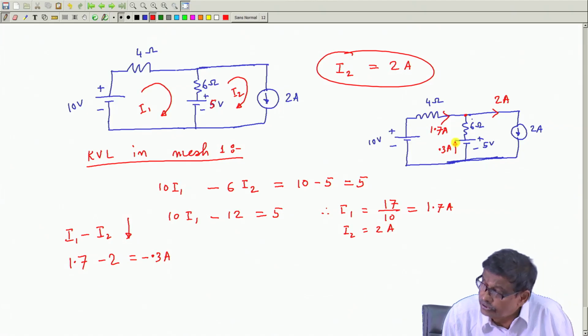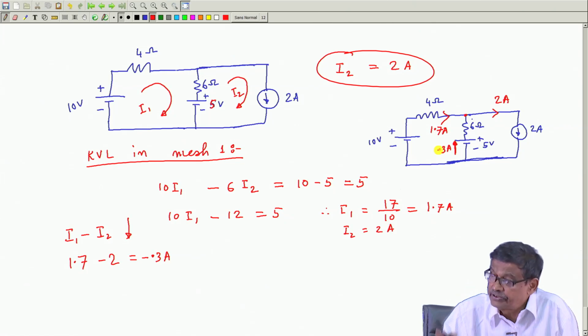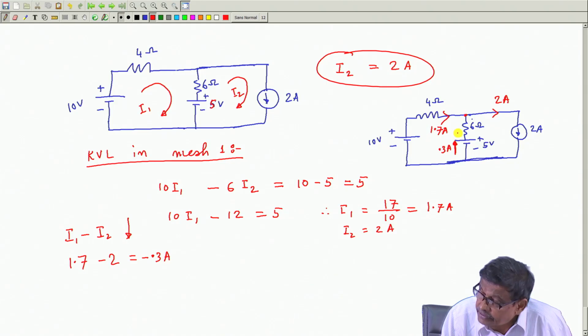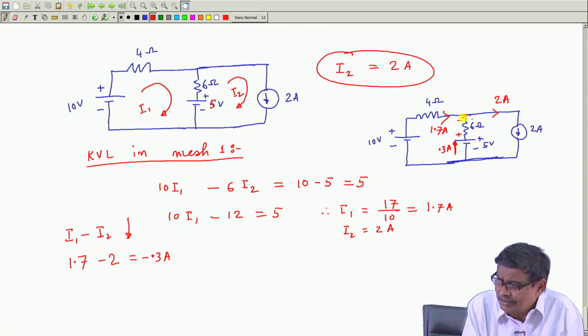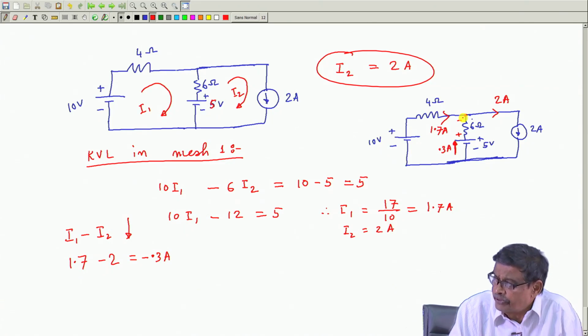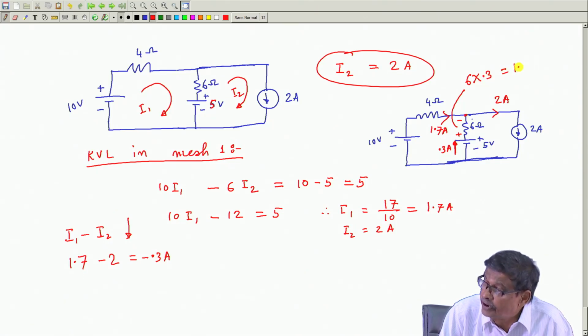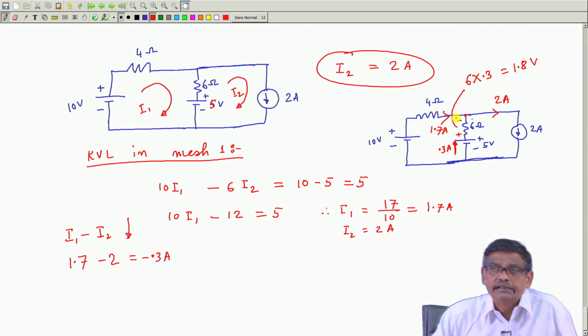So this current becomes 0.3 now. I redraw the circuit, so the actual directions of the current are like that. Then what will be the voltage drop across this resistance? Now, do not bring back this KVL mesh equations, erase it from the memory. I have got this. Then this voltage drop should be 6 into 0.3, that is 1.8 volt, with this side plus and this side minus.